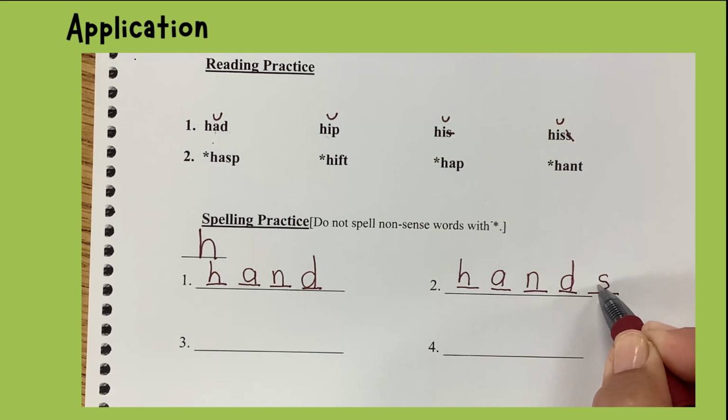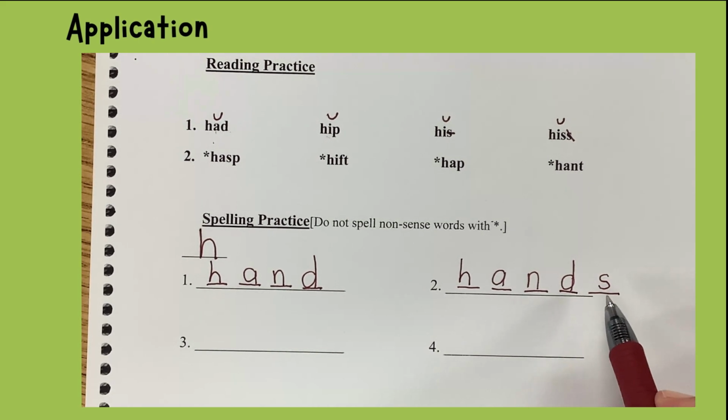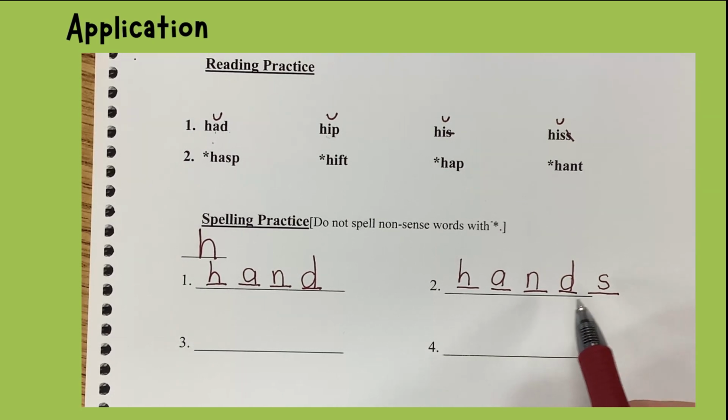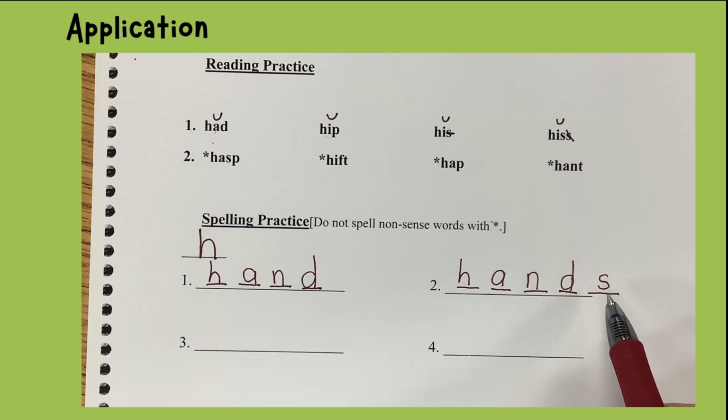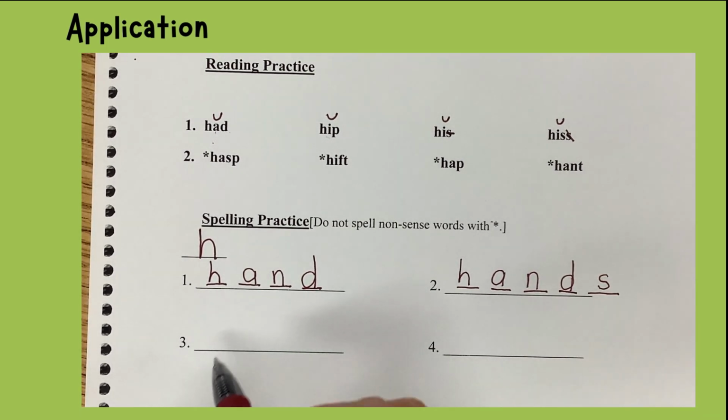S. Remember, S has two sounds. Suffix S also has two sounds. When it's behind a letter that is voiced, that vibrates, D, if you touch your throat, you can feel it vibrating. That means that this S is also going to vibrate. What does that word say? Hands. Very good. Number 3, the word is hilt.